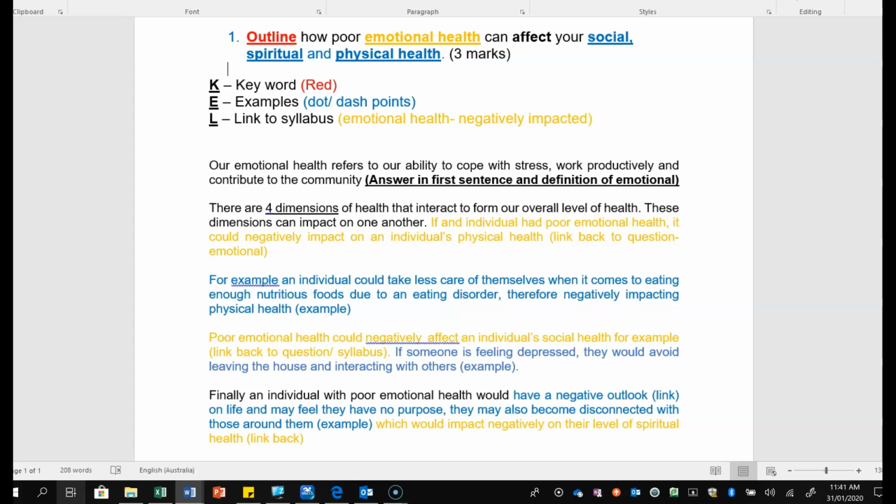The last one that I need to link emotional health to is spiritual health, and I've done that in the last few sentences. Finally, an individual with poor emotional health would have a negative outlook on life and may feel they have no purpose. They may also become disconnected with those around them. This is my example of spiritual health, and you can see within that there's a definition. This would negatively impact their level of spiritual health. So again, linking back to what the question has asked you. This structure is what we use every time.